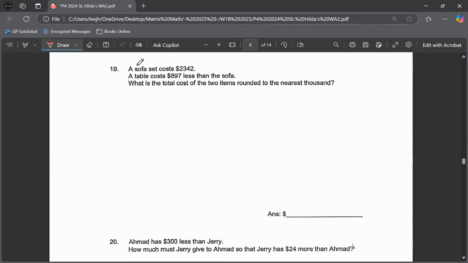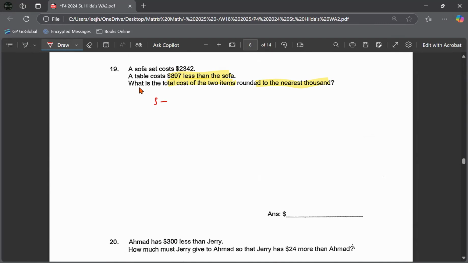Question 19. A sofa set costs $2,342. A table costs $897 less than the sofa. Okay, so you need to read this. What is the total cost of the two items rounded to the nearest thousand? So we need to work out our answer, then we round off.